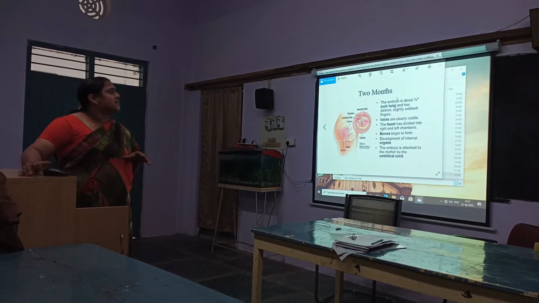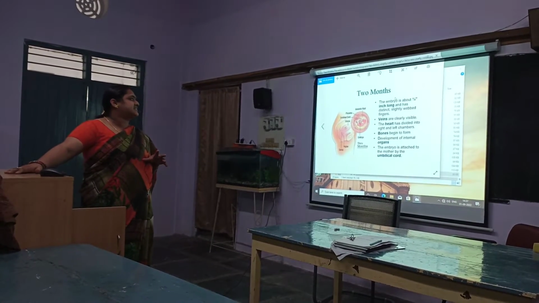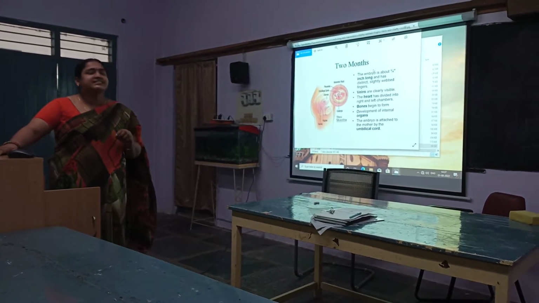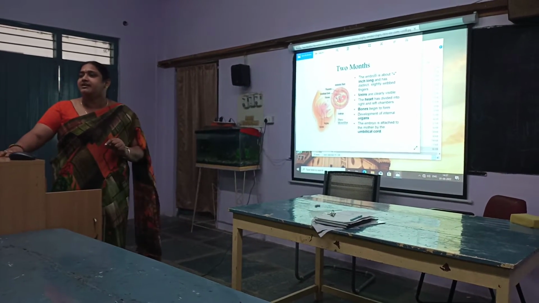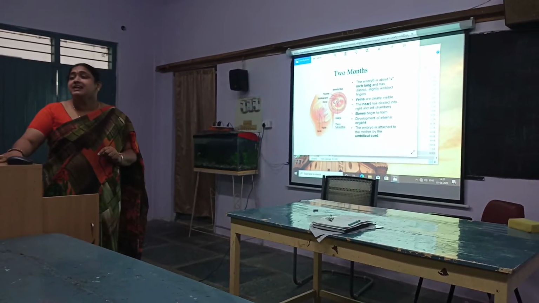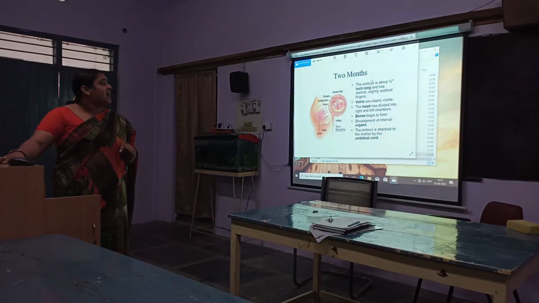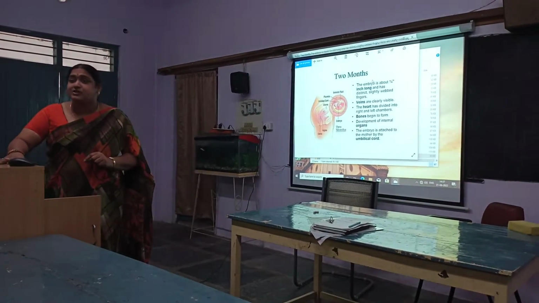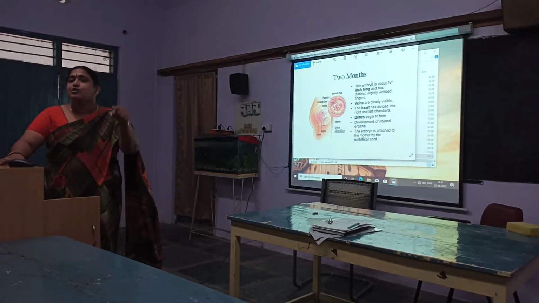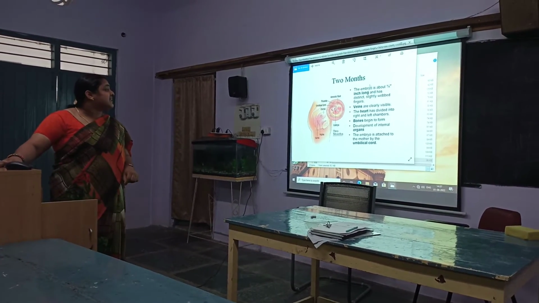If you see the embryo in 2 months, it is just 1/4 inch long and has distinct fingers developing. Finger development can be seen. The veins are clearly visible in the heart. The heart has divided into right and left chambers. Bones begin to form. Development of internal organs will begin in the second month.